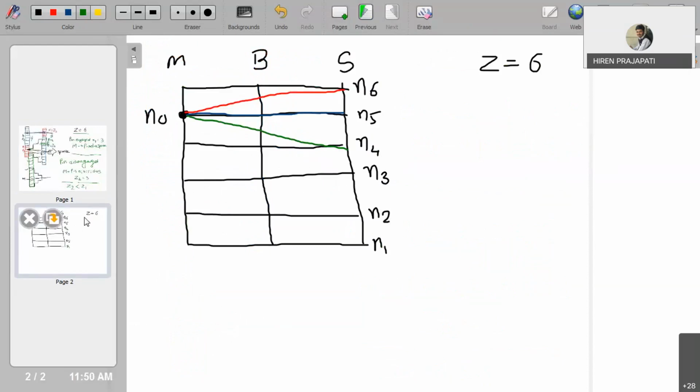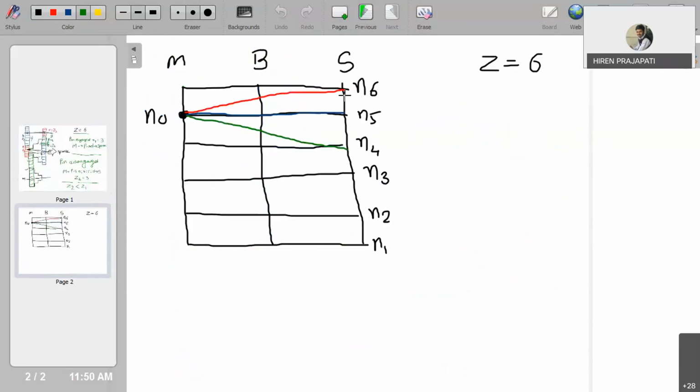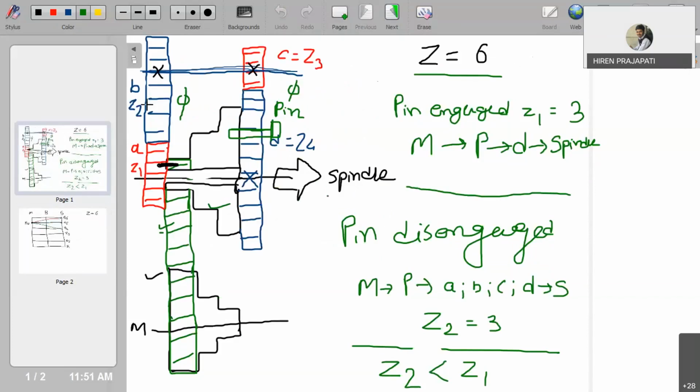Now the role of back gear. If now I disengage the pin and engage the back gears, then they always reduce speed due to the reduction in the gear ratio, right? So now our aim is to get n3, n2 and n1 from the back gears. With 2 back gear pairs, there is a two times reduction in speed.